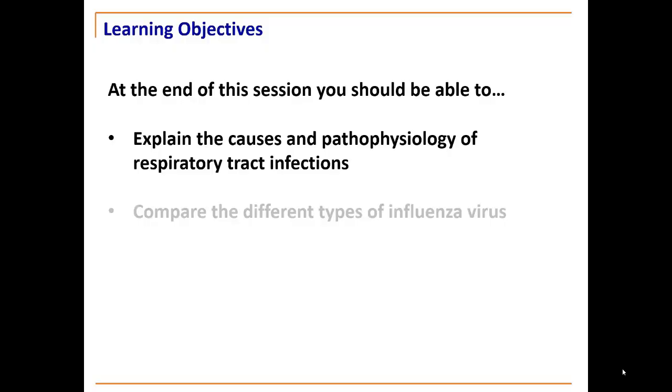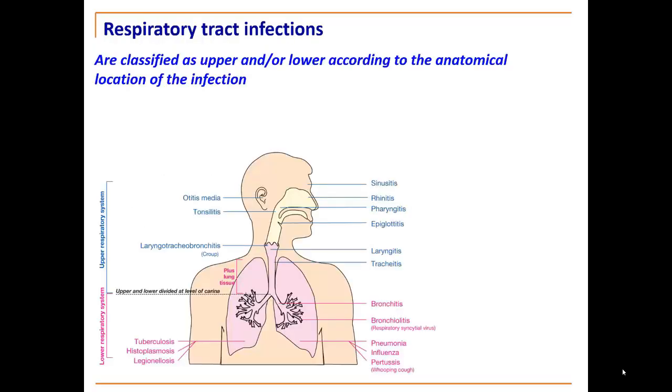And as you'll be aware, the common cold generally affects the upper respiratory tract, and the influenza virus generally infects the lower respiratory tract, as well as the upper respiratory tract. So therefore, respiratory tract infections are classified as either upper and or lower according to the anatomical location of the infection. The upper ones tend to be a lot less severe than a lower respiratory tract infection. An upper respiratory tract infection can of course potentially spread to the lower respiratory system.